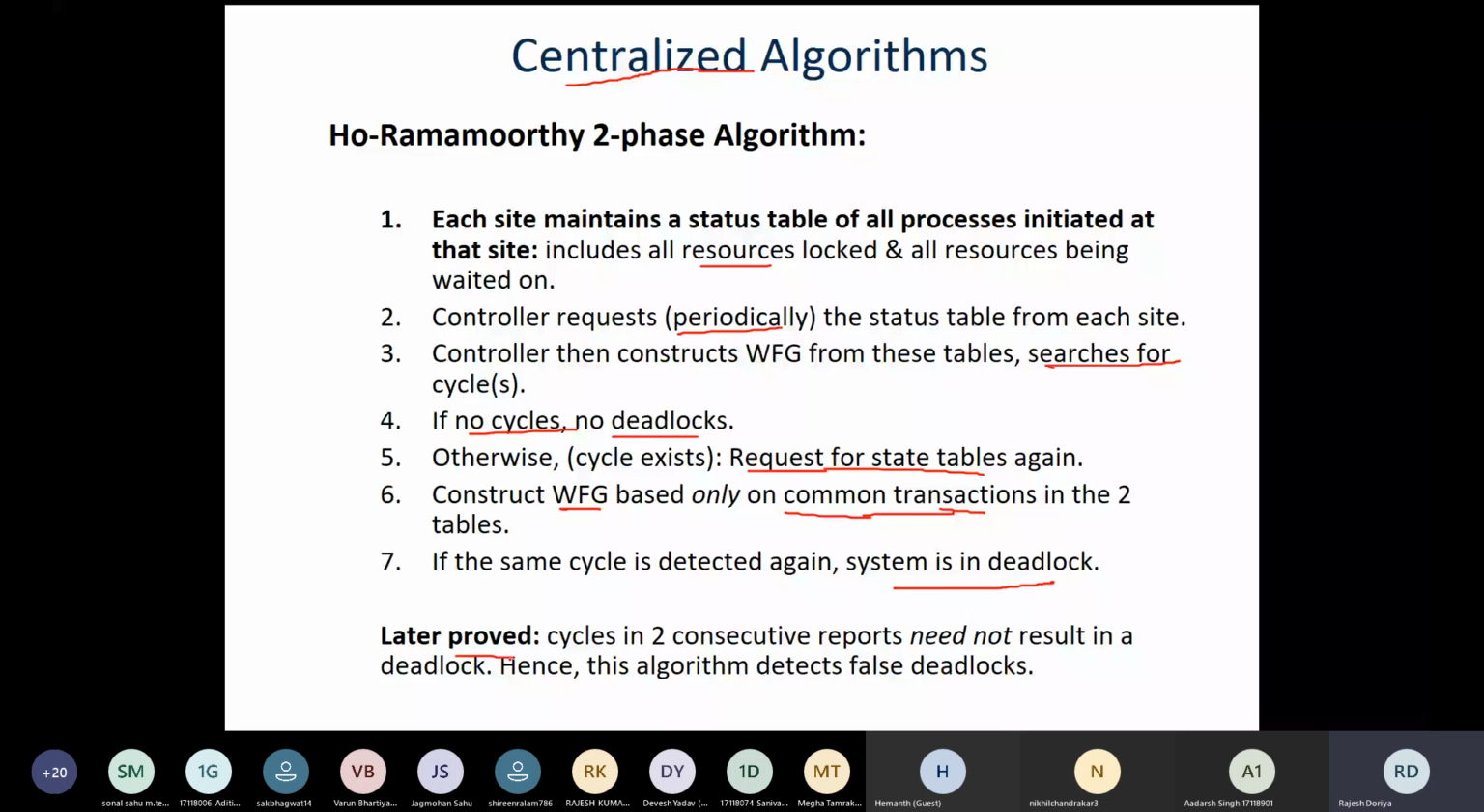And in later times, it has been proved that cycles in two consecutive reports need not result in a deadlock, and hence this algorithm detects false deadlocks. Okay, so it is possible that the first time a cycle has been detected, and when the next time it is polling, at that time the deadlock has got resolved. So polling the status table twice does not prove a deadlock, okay, so it may detect false deadlocks. Okay, so this is Ramamoorthy's two-phase algorithm to detect distributed deadlocks.